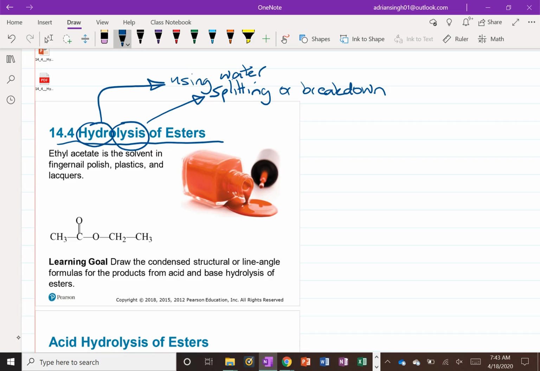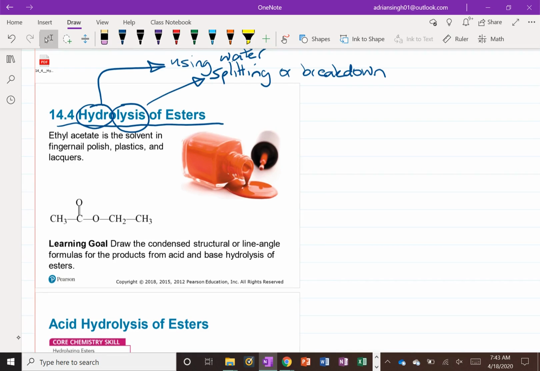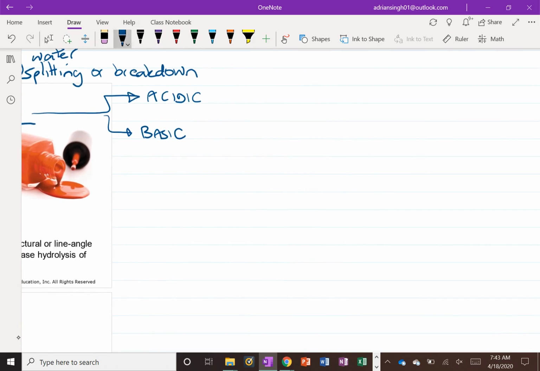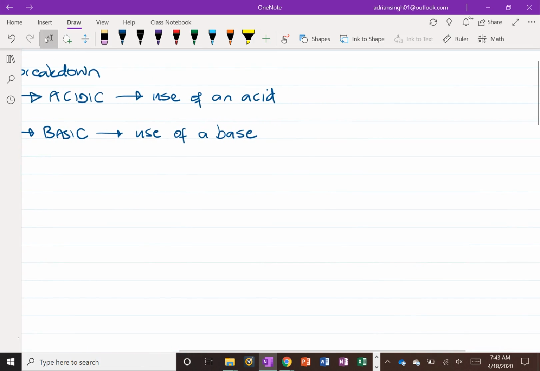or in solution. So there are two ways by which we can hydrolyze or break down an ester, and we're going to see both of these here. We're going to be looking at the hydrolysis of an ester under acidic conditions, and then we're also going to see it under basic conditions. The names tell you what's occurring. Acidic conditions would involve the use of an acid, and basic conditions would involve the use of a base. And then the products are going to be slightly different in each case.